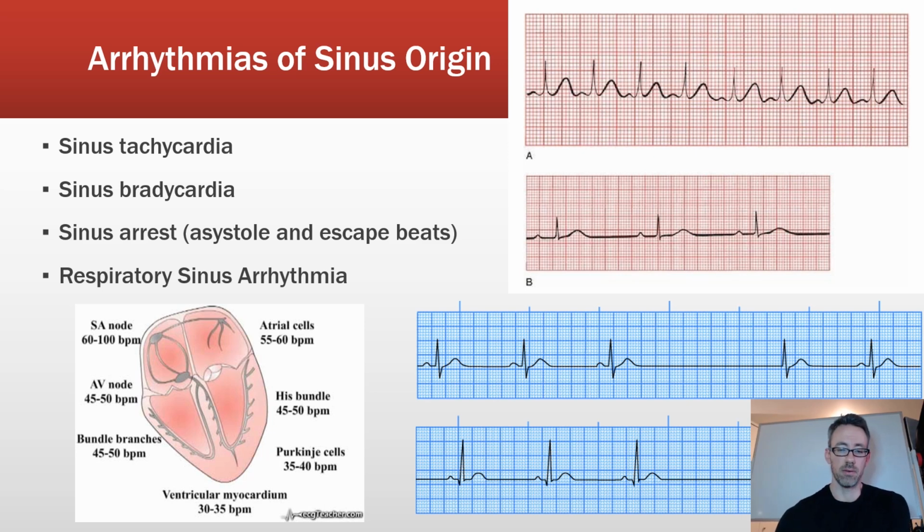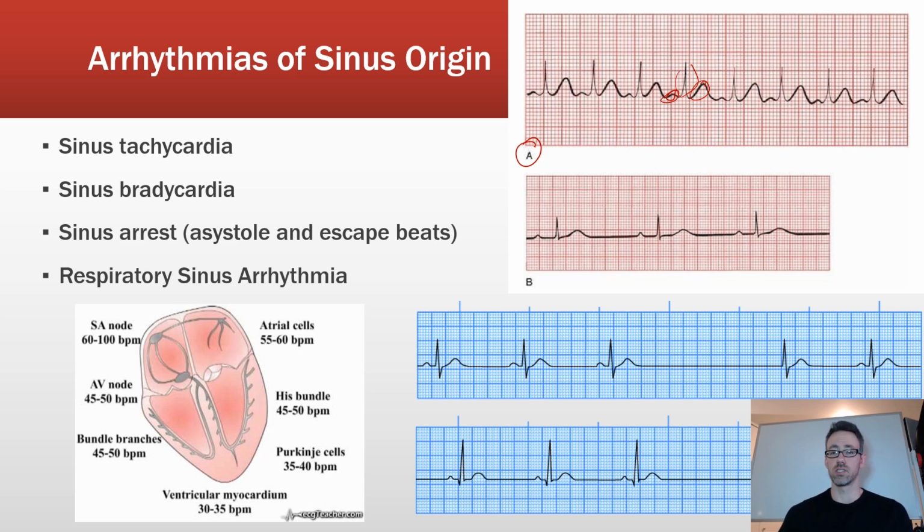Let me get my pen out. So this in A, this is sinus tachycardia. The rhythm is very, very regular. Those intervals are regular. You can see the P waves over here. All right, here's an R wave and then a T wave. So that's our complex there. And this is just a very fast rhythm, sinus tach.